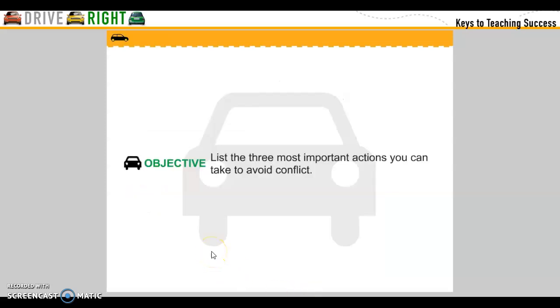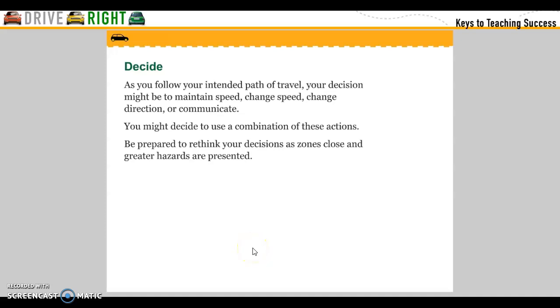Objective. List the 3 most important actions you can take to avoid a conflict. Decide. As you follow your intended path of travel, your decision might be to maintain speed, change direction, or communicate. You might decide to use a combination of these actions. Be prepared to rethink your decision as zones close and greater hazards are presented.